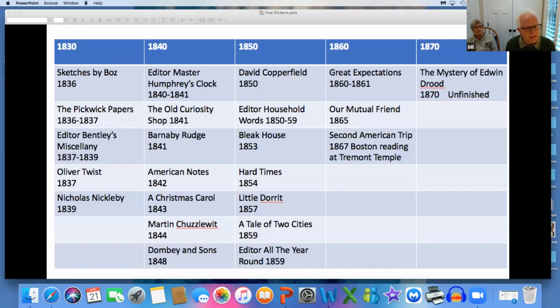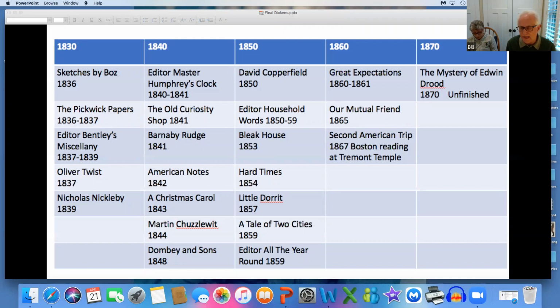Then you go over to 1850, and you come down like 2 blocks, and you see editor of Household Words. And he does that for 9 years, and he's a principal. Not only is he an editor, but he owns close to about 50% of it. He was in business with a publisher. And then at the bottom of the 1850 column, you can see again, editor of All the Year Round, 1859. Here he owns the whole thing.